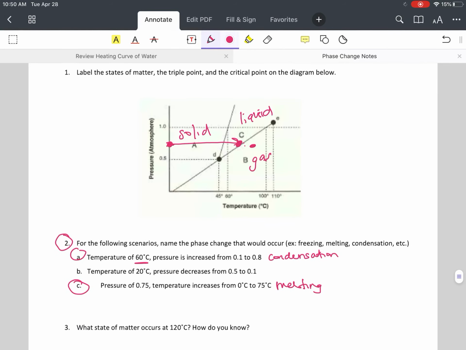Okay, and you'll have to do a couple of these on the homework module. I think there's just one or two.